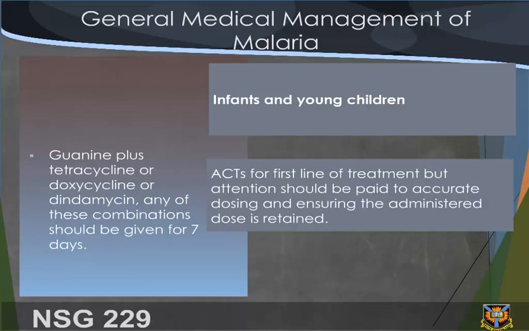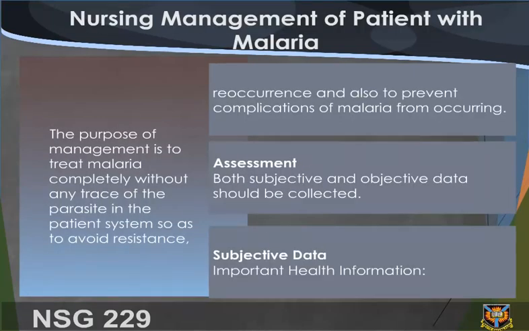Infants and young children. ACTs for first line of treatment, but attention should be paid to accurate dosing and ensuring the administered dose is retained. Nursing management of patients with malaria. The purpose of management is to treat malaria completely without any trace of the parasite in the patient's system, so as to avoid resistance, reoccurrence, and also to prevent complications of malaria from occurring.